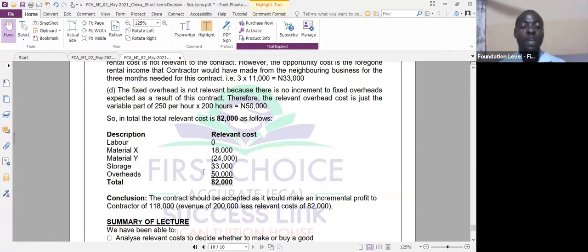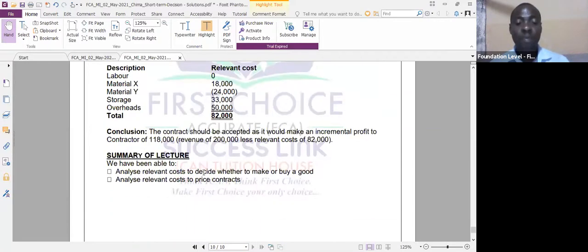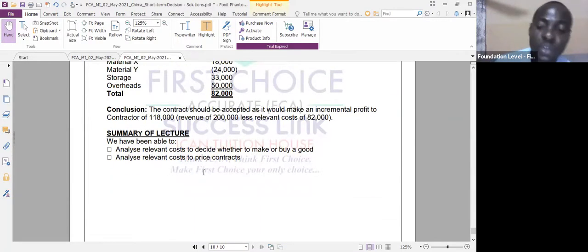Conclusion. After you total all the relevant costs, you have 82,000 as against the 200,000 that was proposed by the customer. So when you've done all this, the decision is to accept the contract and not reject it, just like the trainee accountant said. And you are going to make an incremental profit of 118,000.